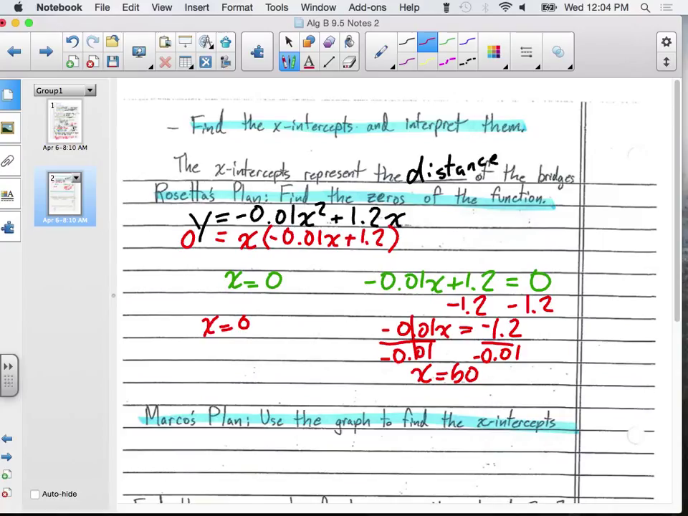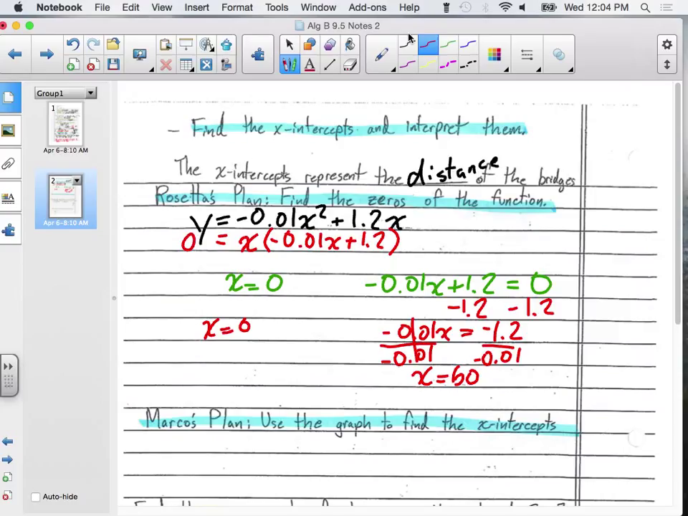I found like the vertex. No, so we have a bridge here again, right? The two ends of the bridge go on the x-axis at 0 and 60. All right, so we have one starting point here. What ordered pair would that be?